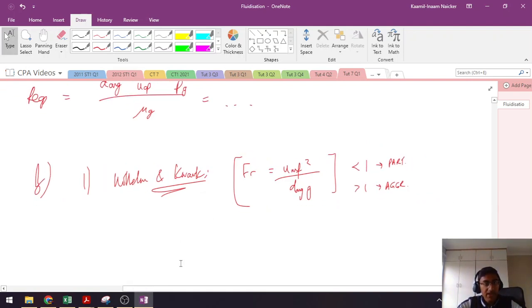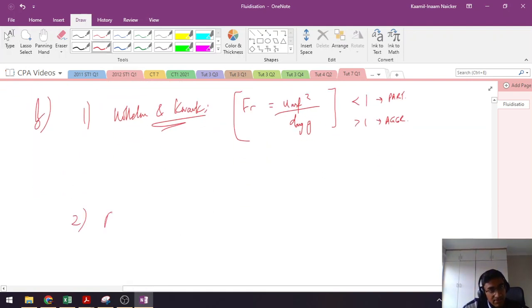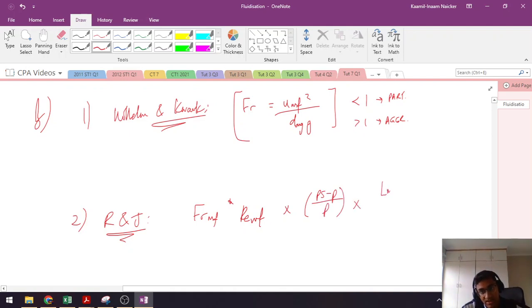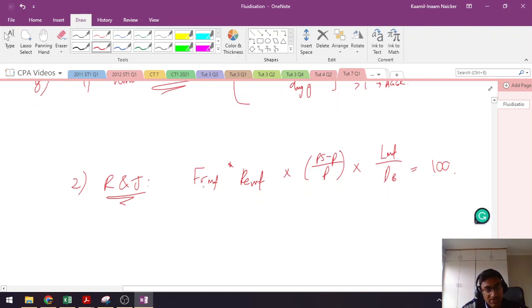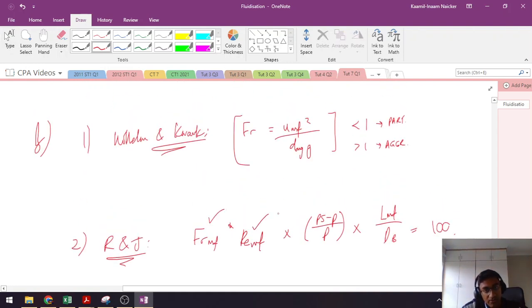Okay, then the second equation you have is the R&J, Romero and Johanson, or as I like to call it, the Ray-J equation. So if you've got the Ray-J equation, it's Fr at the minimum fluidization velocity times Reynolds at the minimum fluidization multiplied by solid density minus gas density over gas density times length at the minimum fluidization divided by dB. And what you do is you make this equal to 100. So basically what you do in this case is, you know what the Fr is, you know what the Reynolds is, you know what this is, but you don't know what the L over D ratio is.